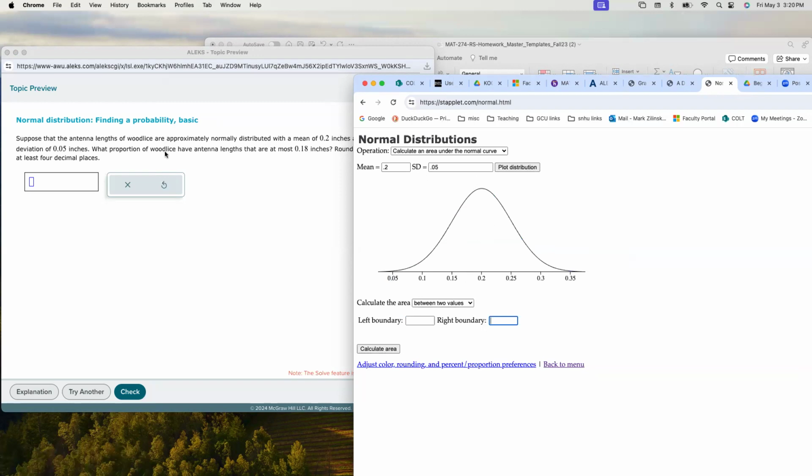It's centered right here. And now it says what proportion are at most. So at most would mean that the highest would be 0.18. So we want to know at most 0.18 and less than that. So now we're going to go less than that value, to the left of that value, which would be 0.18. I go ahead and calculate that area, and it's 0.3446, with 4 decimal places here.